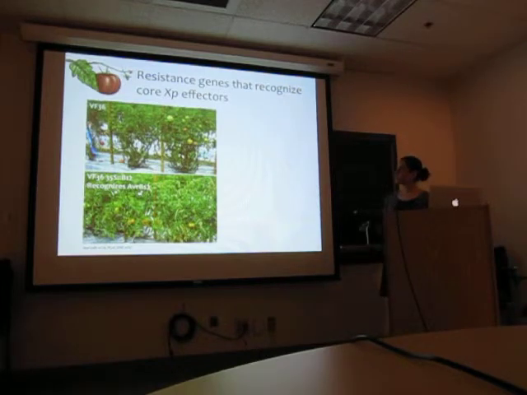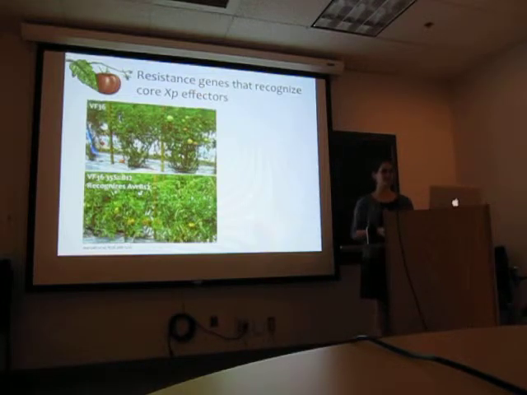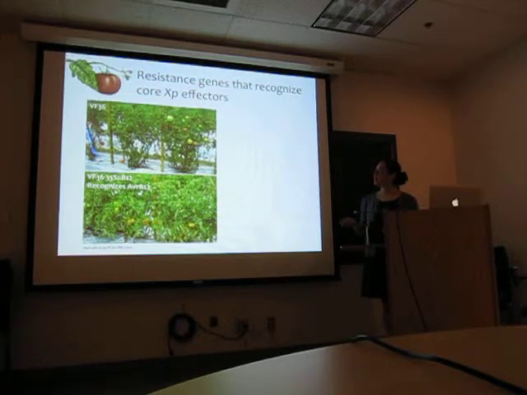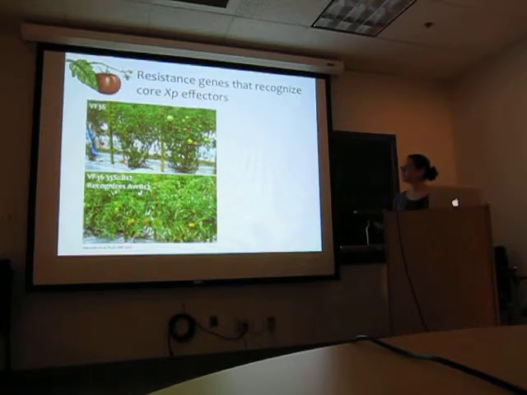So one of these is BS2, which recognizes the effector AVRBS2, and this gene was cloned in the Staskowitz lab more than a decade ago. And these are pictures from a field trial where they compared control plants to transgenic plants expressing the BS2 gene, and you can see that under disease pressure in the field, the plants with BS2 do quite a bit better. And these actually had 2.5-fold greater yield than the control plants on average.